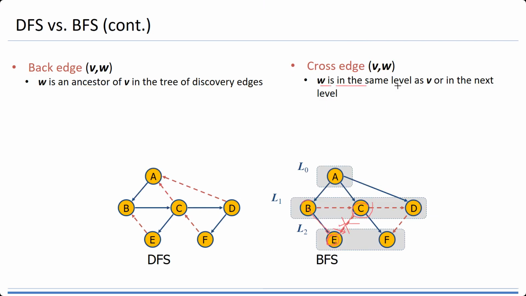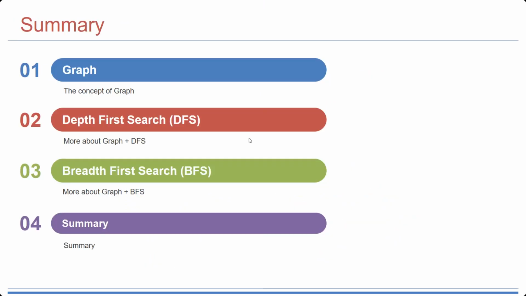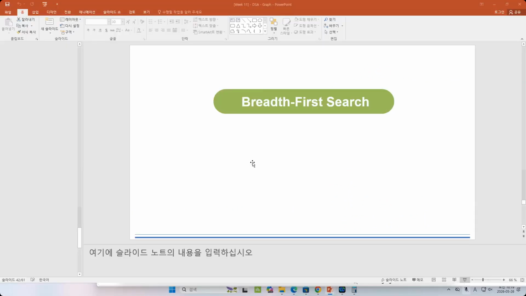Whether W is in the same level as V or in the next level. So in the next level is this one. So this is in the next level. So this is the things you learn about the graph. You learn about the graph, DFS and BFS. Now let's take a look at the code.